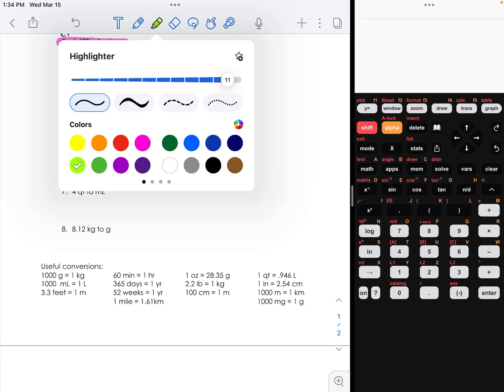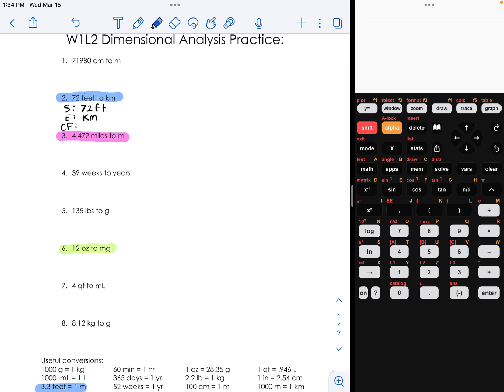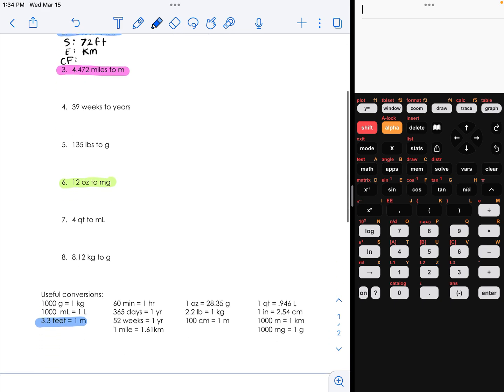As I look here, I have 3.3 feet equals 1 meter, but I need to get all the way to kilometers. So let's also find a conversion factor that gets me from meters to kilometers. If I look on the right side, I have 1,000 meters equals 1 kilometer. So I'm going to need those 2 conversion factors. I'm going to write them up top of my screen here. 3.3 feet equals 1 meter, and 1,000 meters equals 1 kilometer.